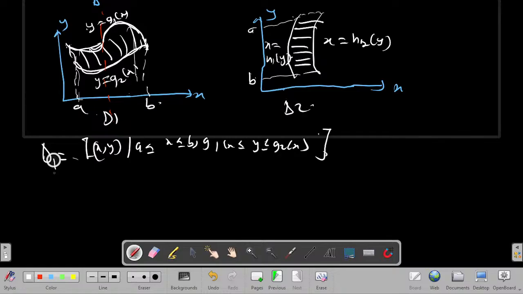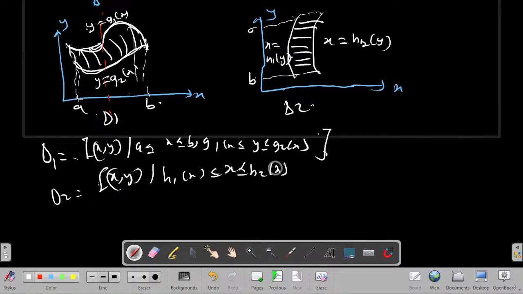So D2 is simply going to be the same x, y, but this time I have my function switching. I have h1 of y less than or equal to x less than or equal to h2 of y, comma, I have c less than or equal to y less than or equal to d. As simple as that. So I have this.